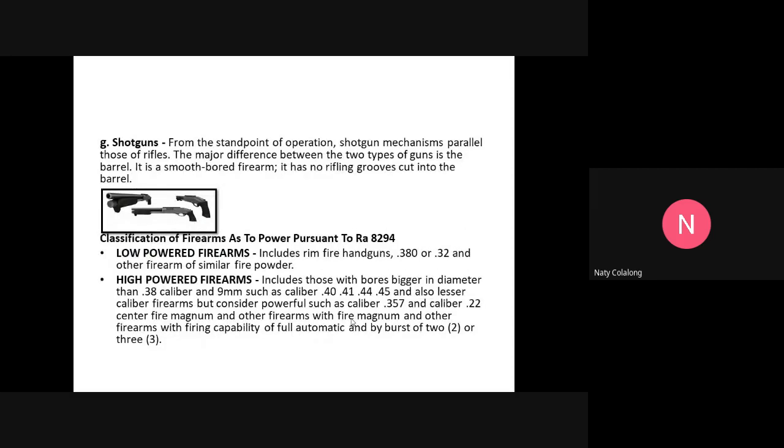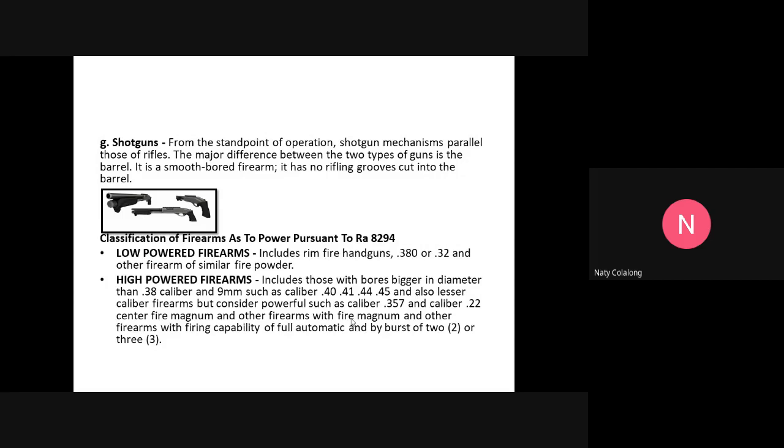Then we have also classification of firearms as to power pursuant to Republic Act 8294. So this is a law that pertains to the possession and use of firearms. So we have the low-powered firearms. It includes rimfire handguns, .380 or .32, and other firearm of similar firepower.